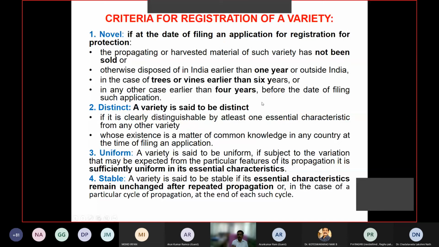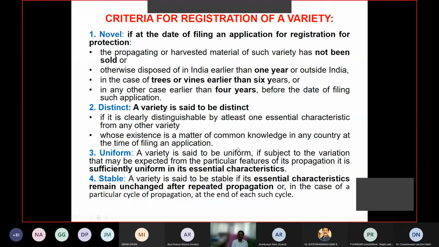Again here, what are the essentials for registration? There should be novelty, which means the new variety should be totally new. The only exception has been given in the case of trees and vines, earlier than 6 years and 4 years before the filing of such applications. These are the exceptions given, but propagating or harvesting materials should not have been sold before registration. And varieties should be clearly distinct from the existing varieties.